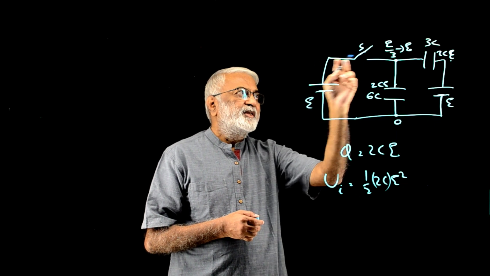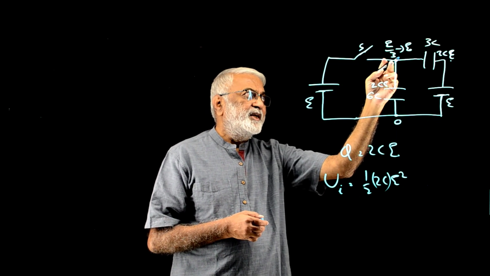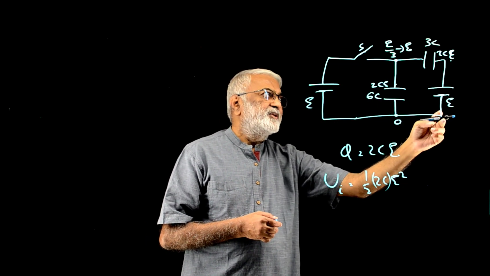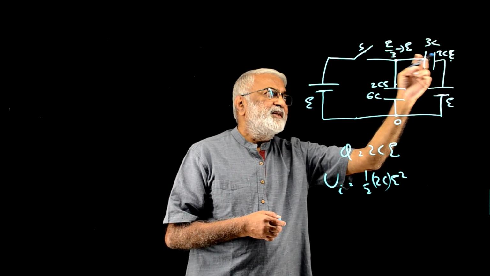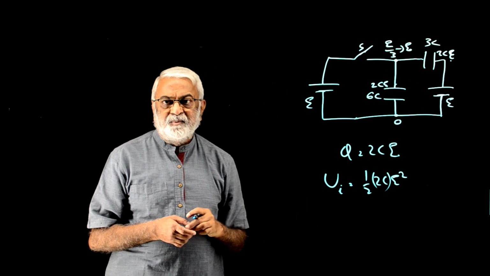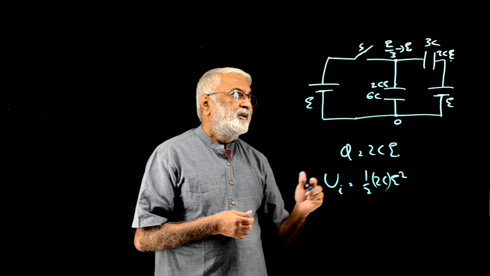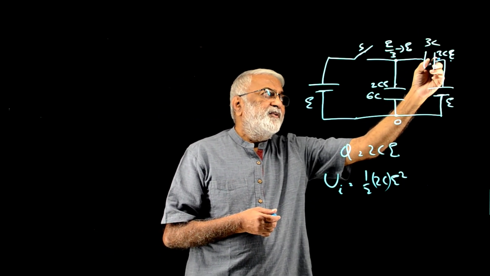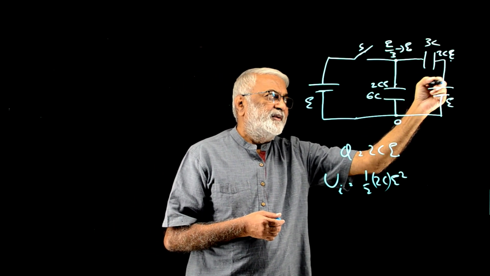0 along this path, it will be E here. This is closed, E. So E by 3 changes to E. This 0, this anyway was E. So this is E and this E, the charge stored in this capacitor would be 0. Potential difference is 0. Which would mean that the charge 2CE flows through the battery like this.